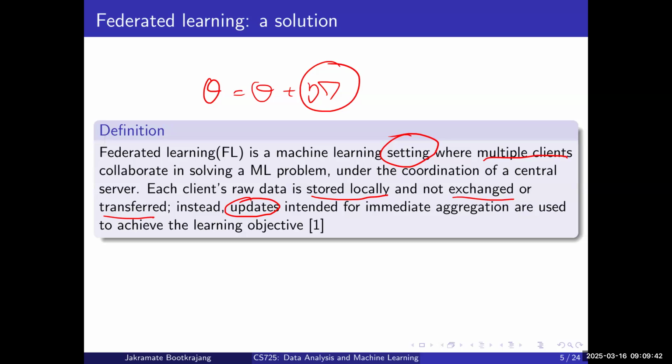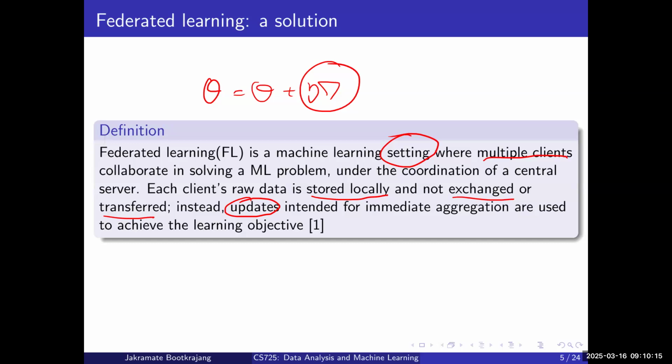So instead of updating each one of them individually, you can send this update into a centralized server, and the server will take into account all these updates from different data sets and combine them into a new update function for the center model. So that is the structure of the learning.